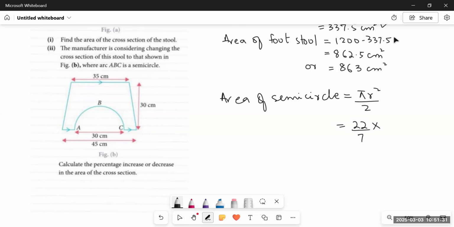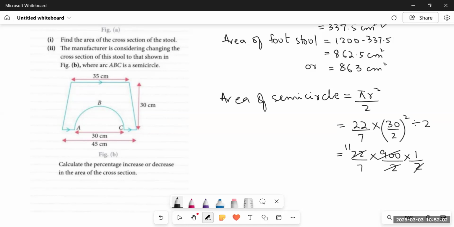R is for the radius, but we are provided with the diameter of 30 centimeters from A to C. Since we have to find out its radius, we will make it half. It would be 30 upon 2 to the whole square, and then we will divide it by 2. Okay, so it would be 22 upon 7 multiply by 30's square, 3 3s are 9 and 0 0, upon 2. Divided by 2 will change into 1 upon 2. So we will divide 2 with 22, we will get 11 over here.